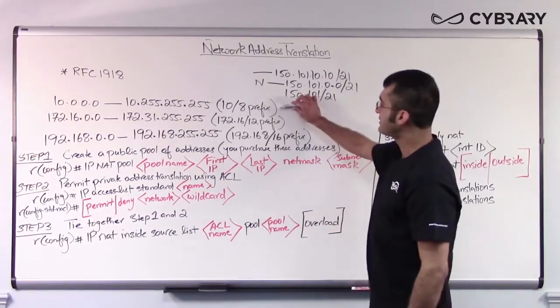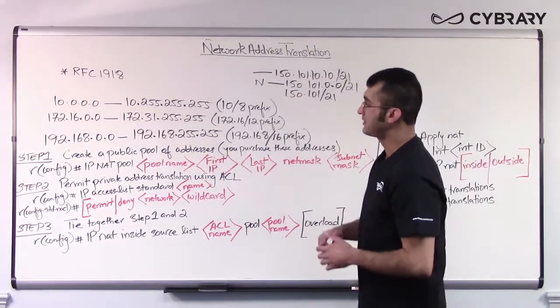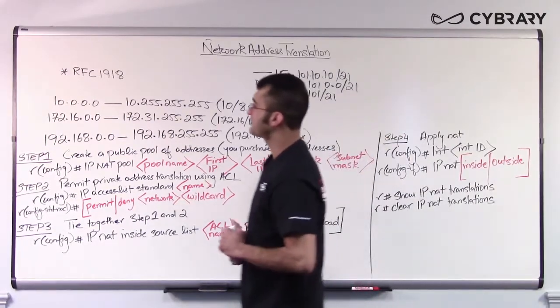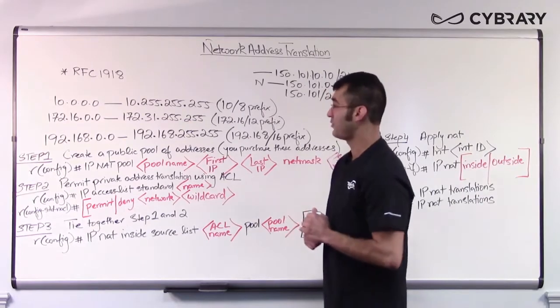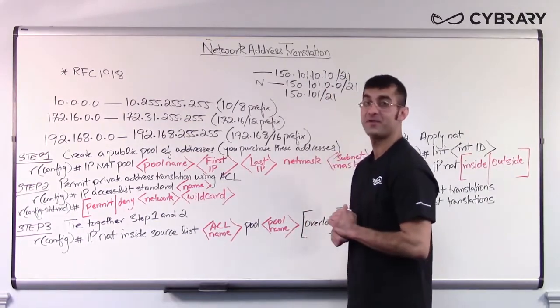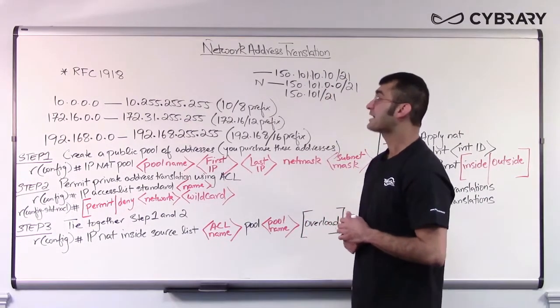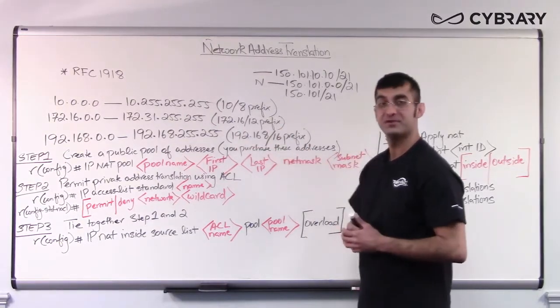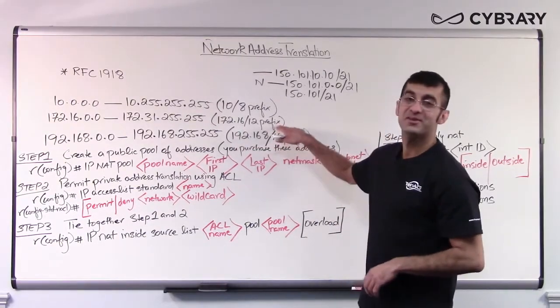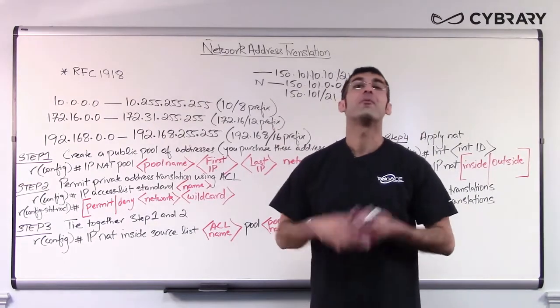Now that's the Class A range. In the Class B, you have 172.16.0.0 through 172.31.255.255 with a /12 mask, or the 172.16/12 prefix. Prefix just means the length of the mask or the network address.